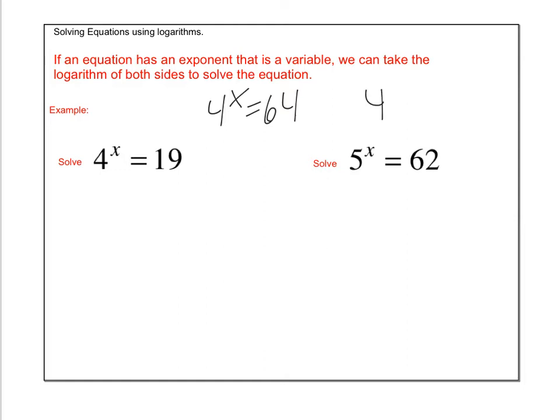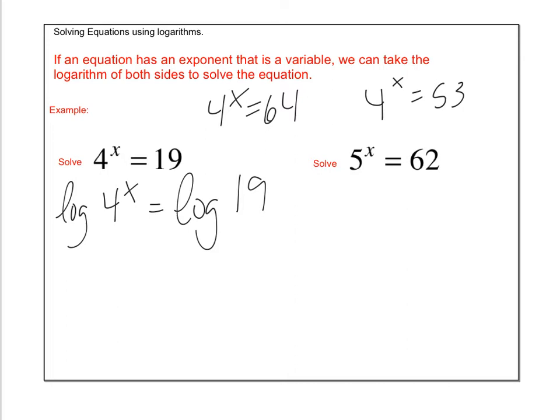But now we're going to solve exponential equations like 4 to the x equals 19. So when we do that, we're going to take the common log, base 10, of both sides. I'm not changing the problem, I'm just trying to solve for it. I can take the log of both sides, and I didn't change the problem. Similarly, I can add 1 to both sides, or I can multiply both sides by -1. As long as I do it to both sides, the value of the equation does not change.